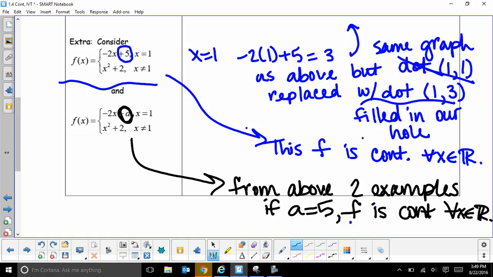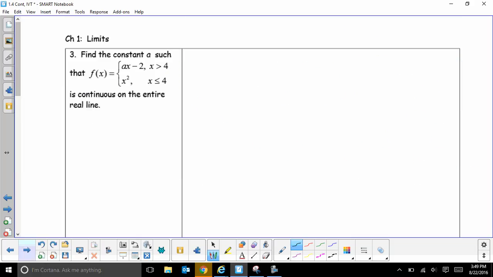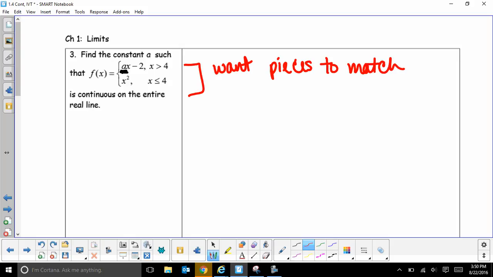So now if you turn the page, they're going to say, okay, here's one. I'm going to leave an a value and you need to find it. Tell me what a value is going to make it continuous everywhere. Okay. Well, the a value that's going to make it continuous everywhere is that I want my pieces to match. Now, if they don't make me prove it with AP writing, if they just say find the constant that will work, I want my pieces to match.